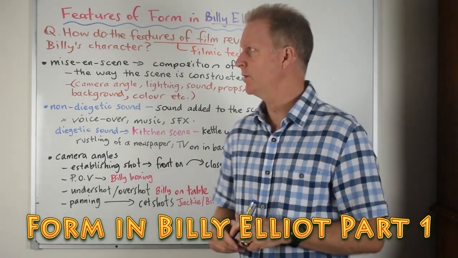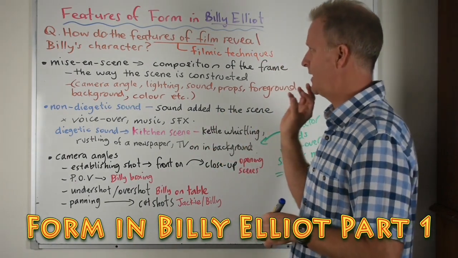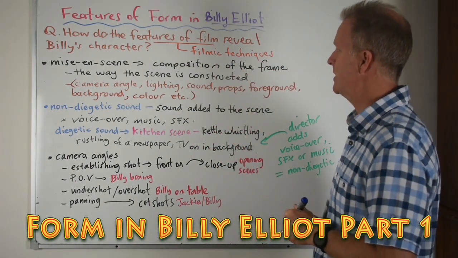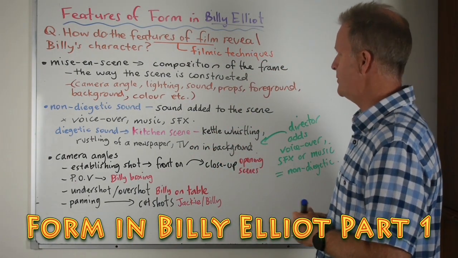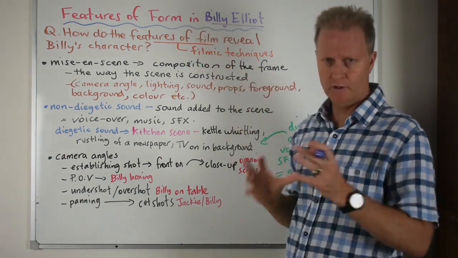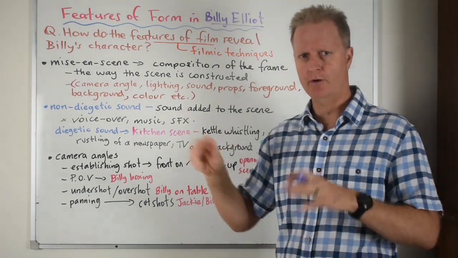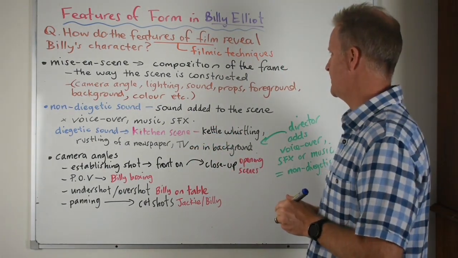Hi, today we're going to talk about the features of form in Billy Elliot. And we're going to focus our discussion around this question: how do the features of film reveal Billy's character? By form, we're really talking about film. When we talk about form, it's either novel, film, drama, that type of thing.